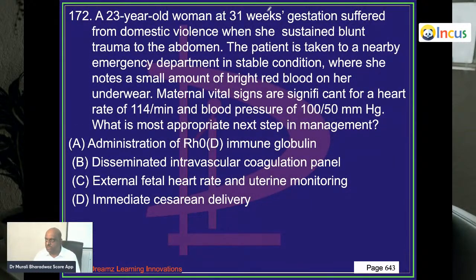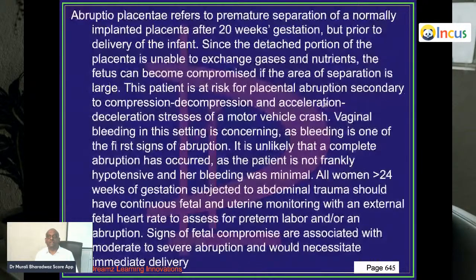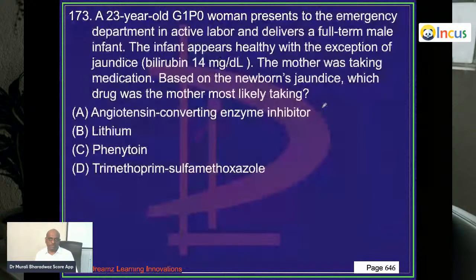23-year-old, 31 weeks gestation, had domestic violence, and her heart rate is 114, BP 100 by 50. So what is the risk in a full-term gestation female with domestic violence, doctor? Abruptio placentae means sudden premature termination of normally implanted placenta after 20 weeks of gestation. Placenta previa means an abnormally placed placenta closer to the cervical os.